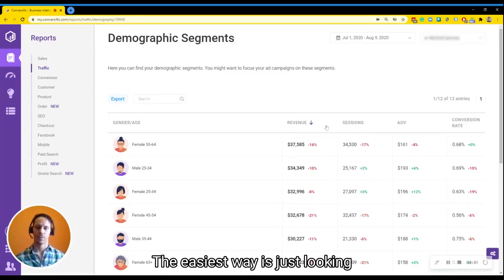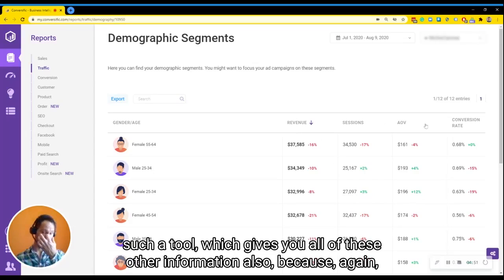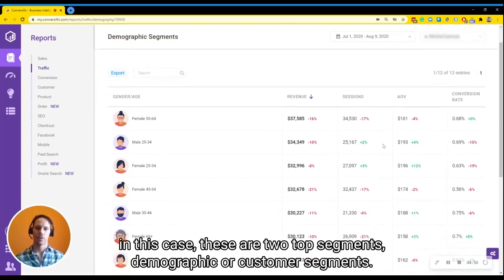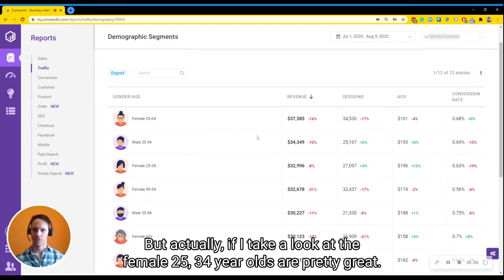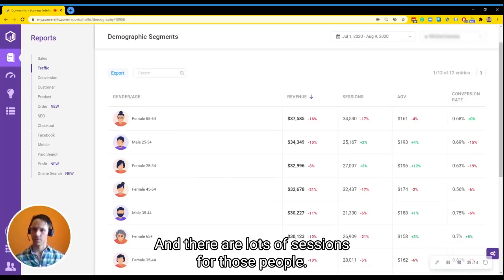The easiest way is just looking at revenue, but it's great if you can utilize such a tool which gives you all of this other information. Also, because in this case, these are the two top customer segments, but actually, if I take a look at it, female 25 to 34 are also pretty great. They have a high average order value. Their conversion rate is not bad at all, and there are lots of sessions for those people.